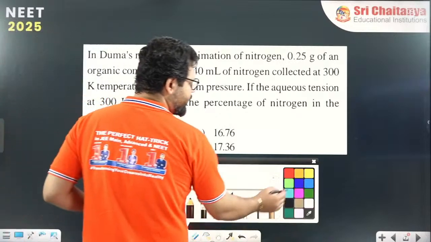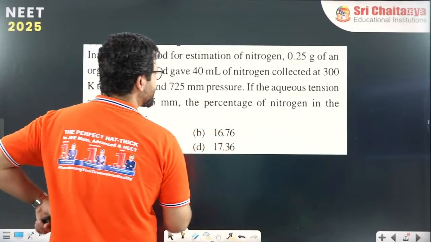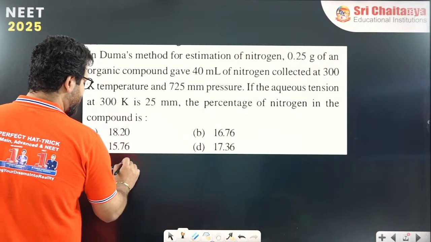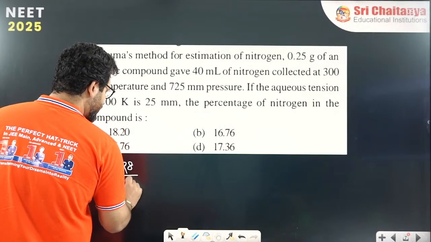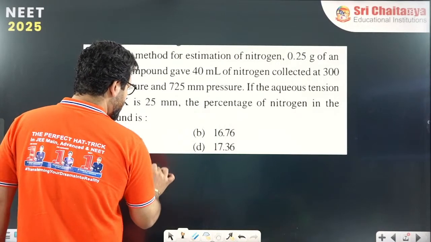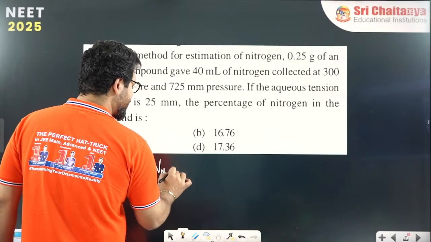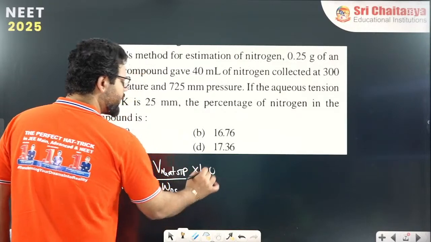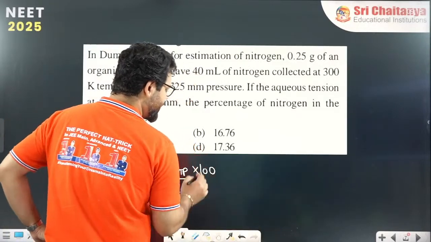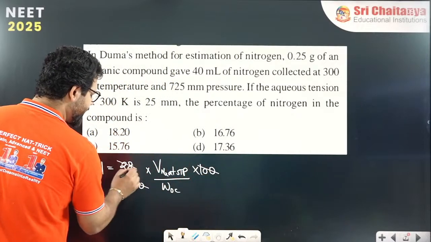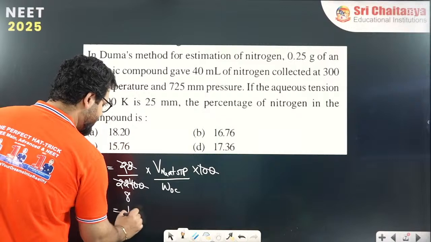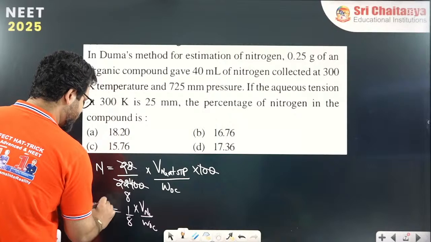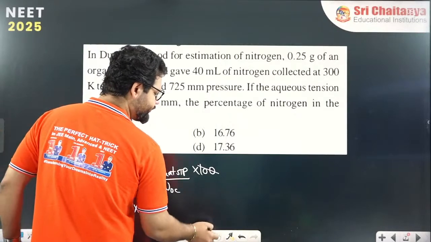Next one is a numerical from the Dumas method. Directly learn the formulas of the Dumas method. The Dumas method formula is going to be percentage of nitrogen equal to 28 by 22400 into volume of nitrogen at STP obtained by weight of organic compound into 100. This formula can be written as a very simple one. The 00 will cancel out and 28 by 224 will exactly go 8 times. So it is 1 by 8 into volume of nitrogen by weight of organic compound. This is the formula of percentage of nitrogen.